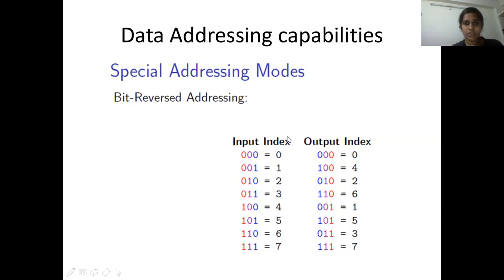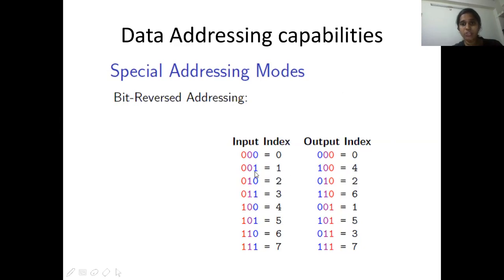Here, if you observe this input index, this is naturally ordered, right? From 0 to 7, it is naturally ordered: 0, 1, 2, 3, 4, 5, 6, 7. And its binary representation is given here. Coming to the output index, it needs to be accessed according to the indices of the 8-point FFT. Nothing but x of 0 will be accessing x of 0 itself. But x of 1 needs to be accessed with x of 4. That is, the output index here is 4.